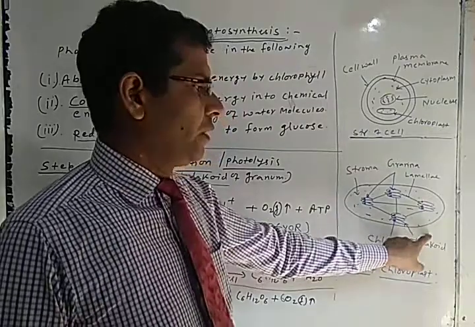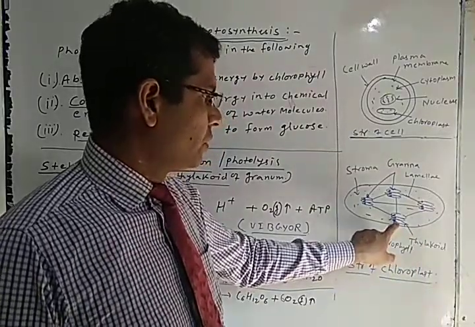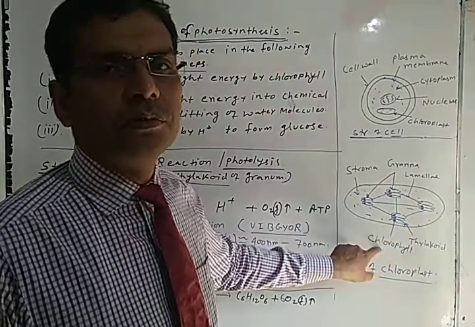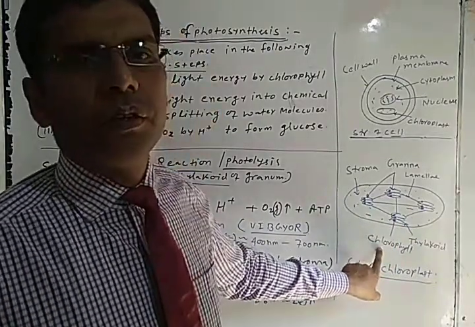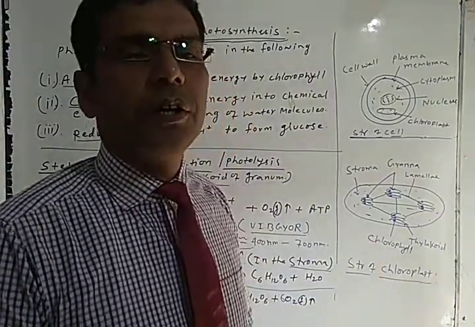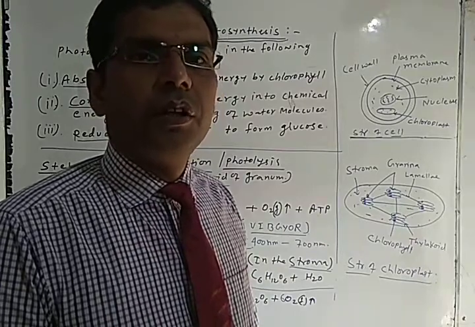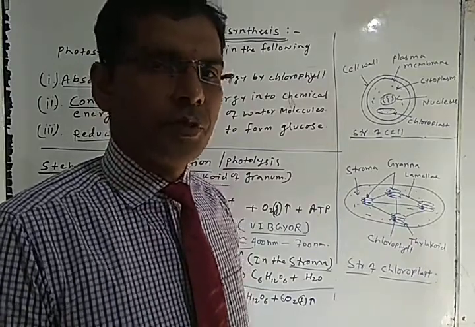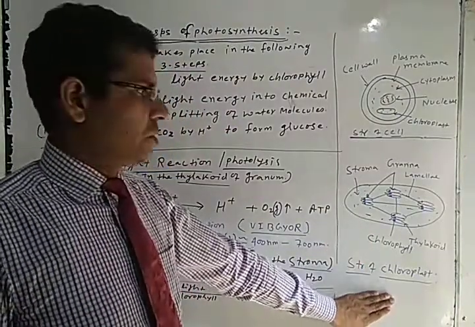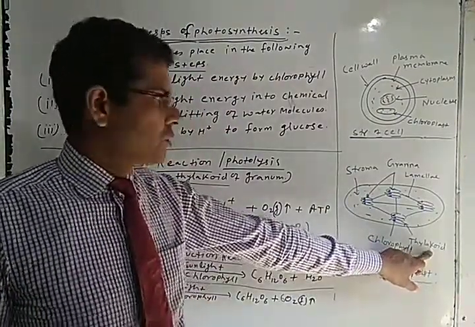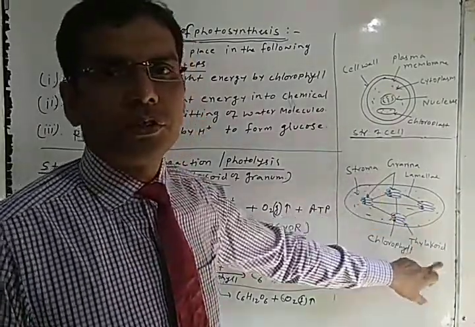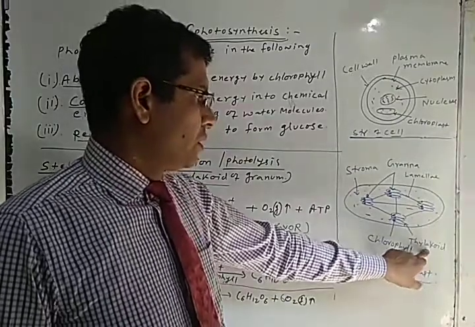In the thylakoids, there is a green pigment. That green pigment is called chlorophyll. Chlorophyll is the green pigment which has the ability to absorb light energy from the sun. Now this is all about the structure of chloroplast. This is the thylakoids and this is the stroma. These two are the main important structures in the chloroplast.